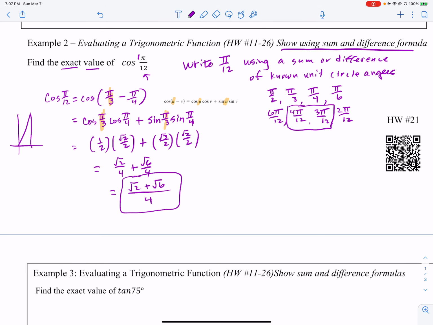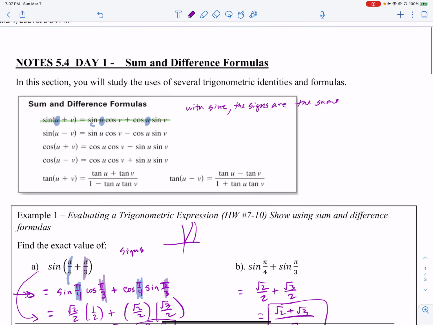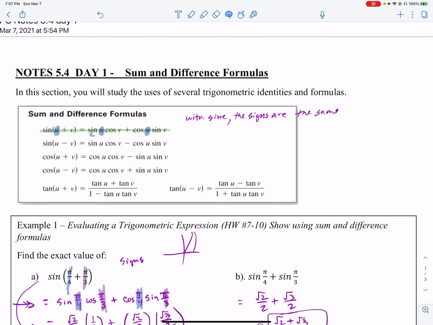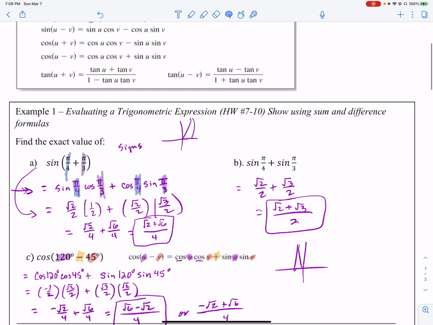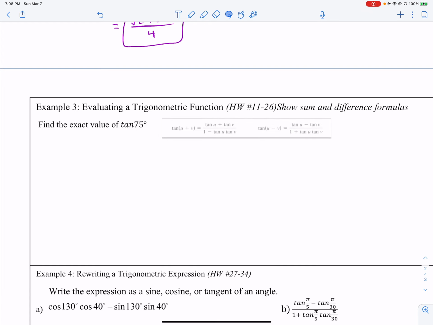All right, so now we're going to move to tangent. So I'm going to go grab those tangent formulas and put them up here, or down here, whichever way you want to look. So we can kind of look at these. And so evaluating a trig function and show sum and difference formulas.